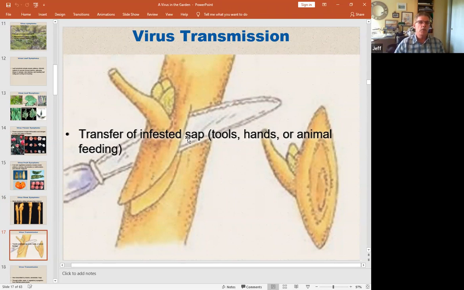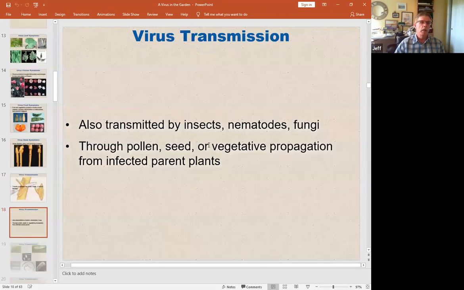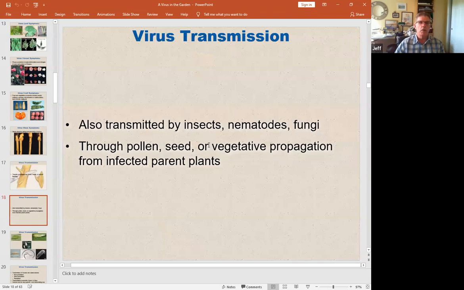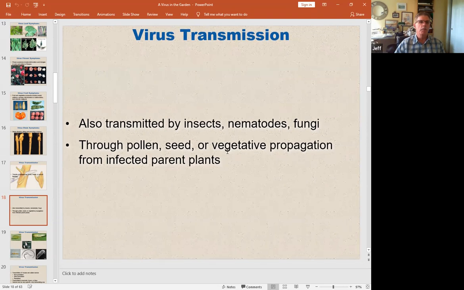So there's a transfer of sap on tools, hands, even animal feeding, just kind of mechanical damage, can transfer viruses from one plant to another. Another way is by insects, nematodes, and even fungi can carry viruses. And from one plant to another, just by the plant itself, through pollen, seed, or vegetative propagation from infected parent plants. So you begin to see, in terms of transmission, maybe what some of the control strategies might be. And we'll go into that a little later.